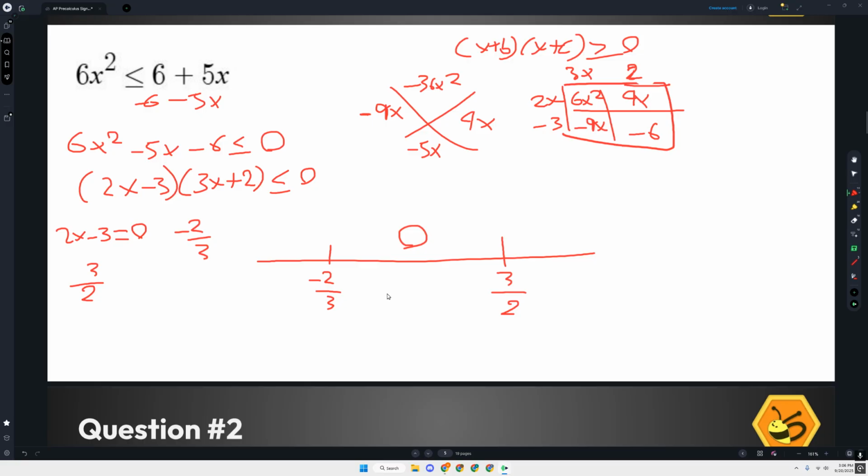It would be negative. Yep, because if you plugged in 0 for the top, it would be 0 minus 3 times 0 plus 2, which would be negative times positive, which is always negative.